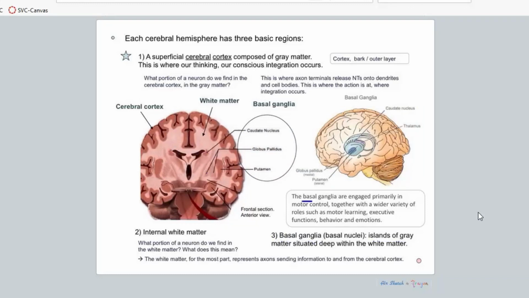Well, first of all, they're all called the basal ganglia. But what are they involved in? They're primarily involved in motor control, so skeletal muscle control, including motor learning, so muscle memory and stuff like that is what these basal ganglia are involved in.